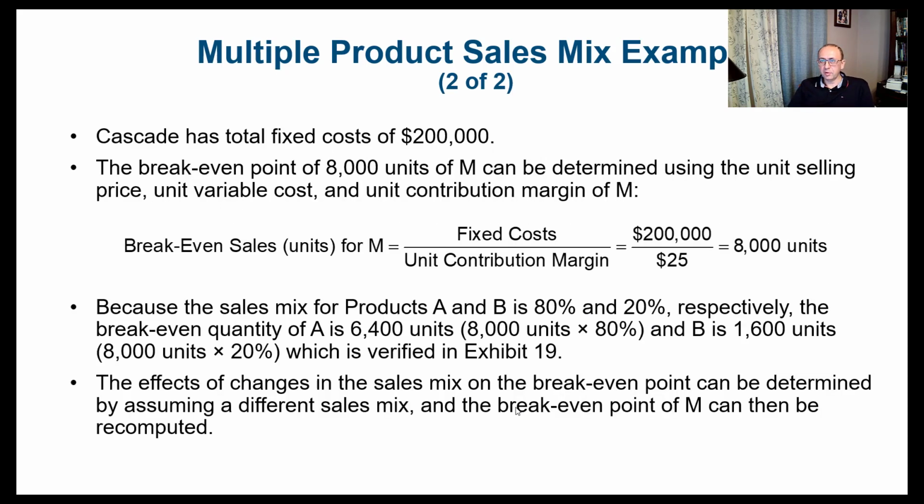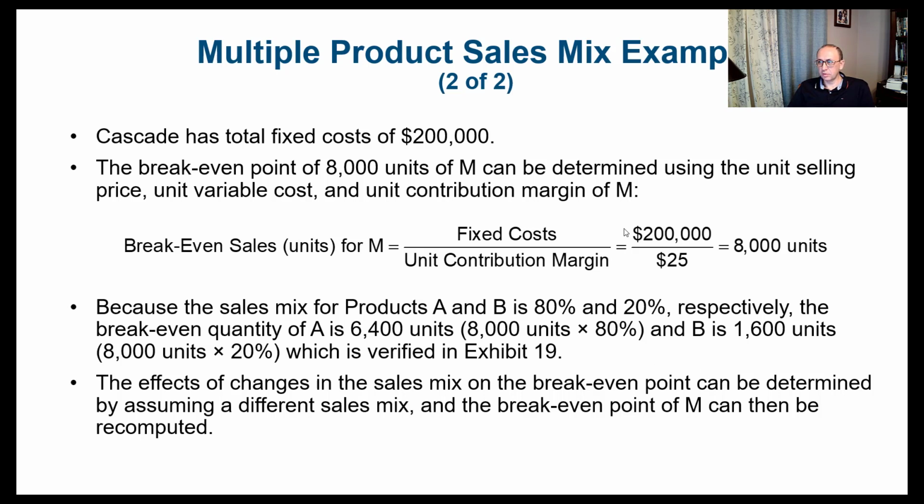Remember, the fixed cost for the company was $200,000. So the break-even point of the 8,000 units of the M mix can be determined using the unit selling price, the unit variable cost, and the contribution margin of M.